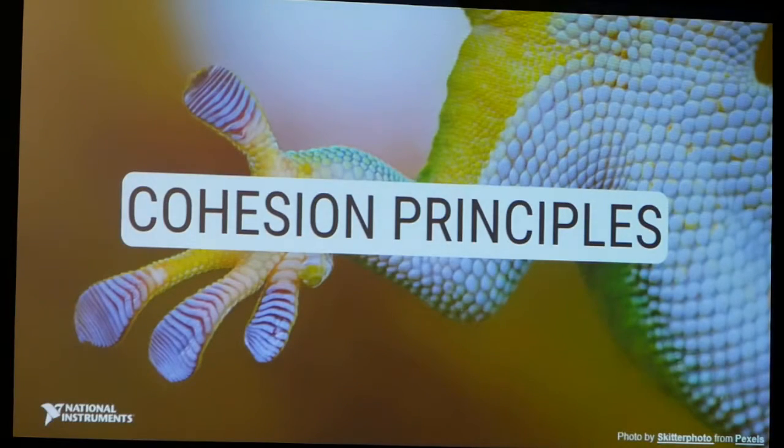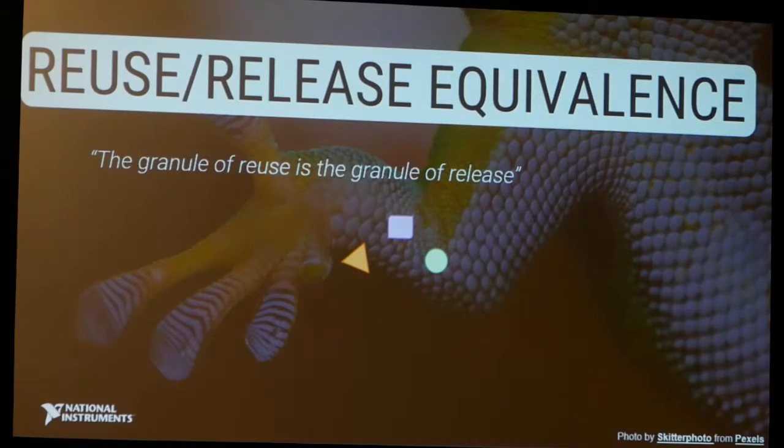So cohesion principles. The first one is the reuse release equivalence. And this one I actually always used to get backwards, and now I realize, no, it's the way it is very purposefully. And this is saying that the granule of reuse is the granule of release.